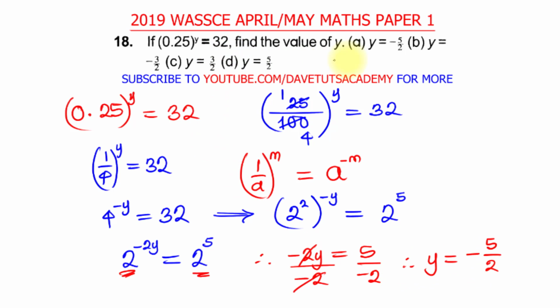And looking at the options, you can see y being minus 5 over 2 is option A. Y is minus 5 over 2. That is the correct solution to this question.